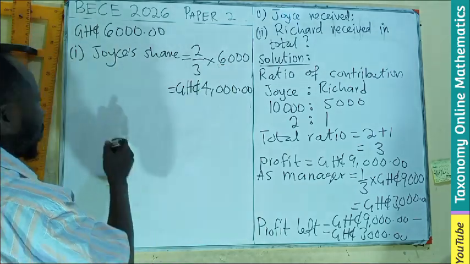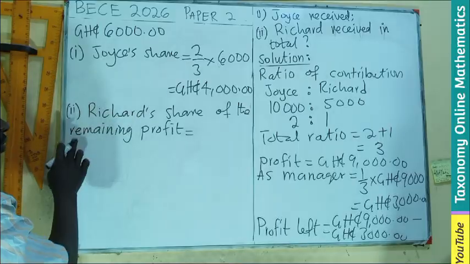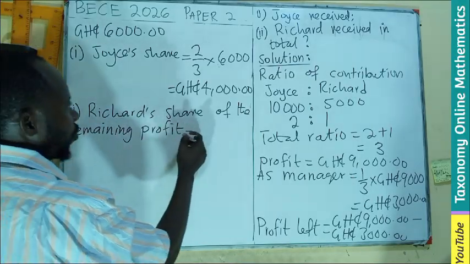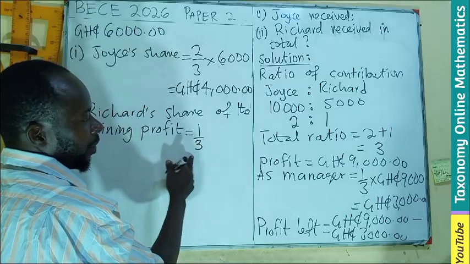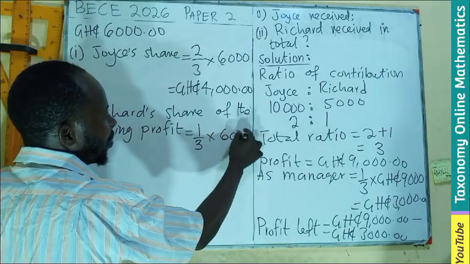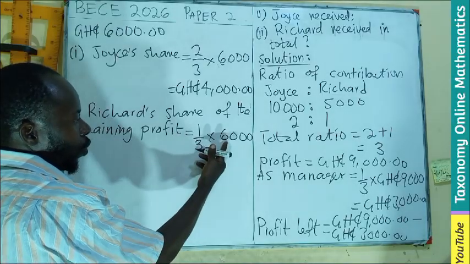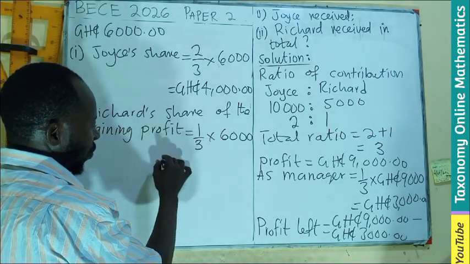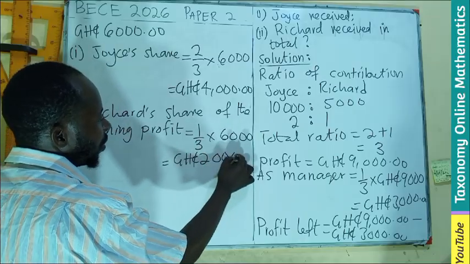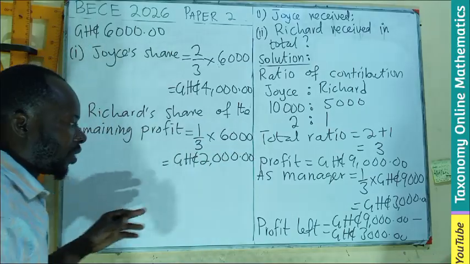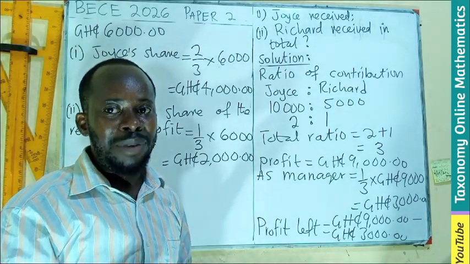Or we can also say that the Roman number 2, Richard's share of the remaining profit is going to be, he's taking 1 out of 3 of the 6,000. Remember, you can also subtract this from this to get your answer. 3 goes into 6 2 times. So that will be 2,000 Ghana cedis. So this is what he's taking as a contributor in that business.